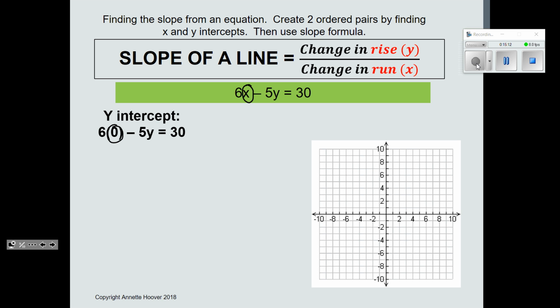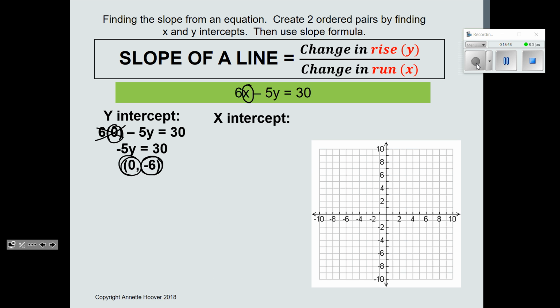So when we solve that, 6 times 0 minus 5y equals 30. First, 6 times 0 is just 0, so it goes away. That's the really nice thing about finding these intercepts when it's in standard form. We simply have 30 divided by negative 5, which is negative 6. So y equals negative 6, and we plugged 0 into x. So here is one intercept.